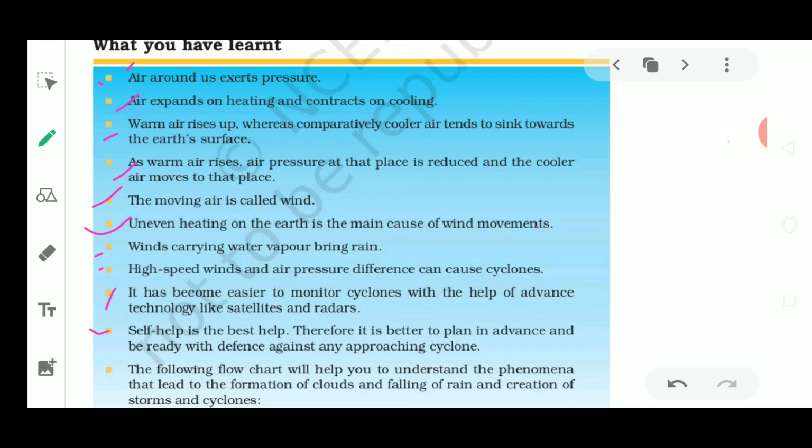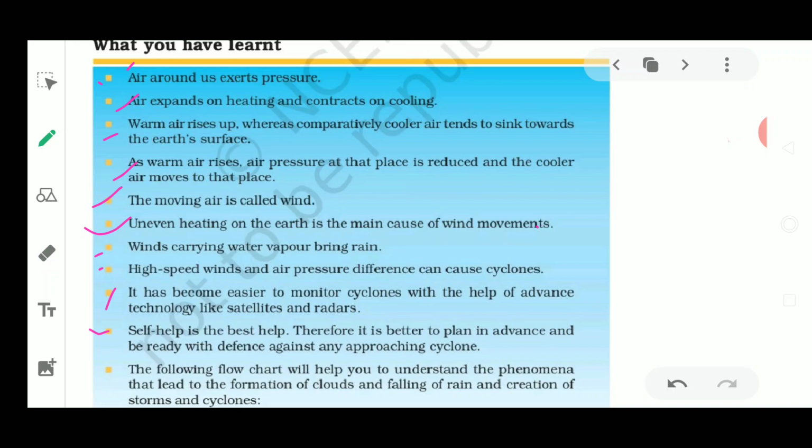Now why is it said that self-help is the best help? It means you should always be ready for facing these kinds of natural disasters. Why should we always be ready? Because we never know what kind of destruction it might bring. It could be lesser, it could be more. So we should always be prepared.